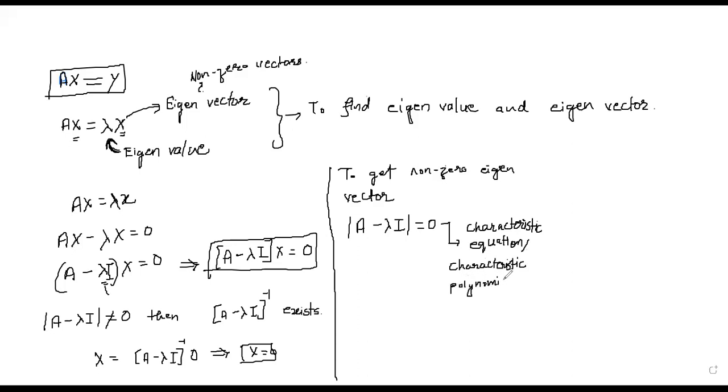Look, the word itself says that you are going to get a polynomial. Suppose I get a3 lambda cube minus a2 lambda square plus a1 lambda minus or plus a naught equal to 0.